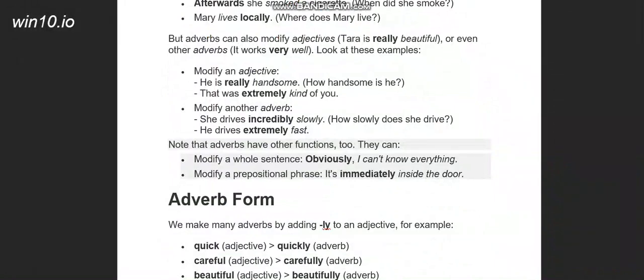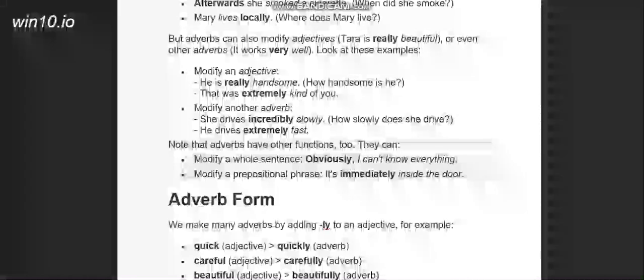Modifying another adverb: she drives incredibly slowly. Now here slowly is itself an adverb, and incredibly is showing that she drives incredibly slow. So sometimes it even modifies another adverb. Adverbs also modify themselves. Like over here, he drives extremely fast. Here, fast is already an adverb, and extremely shows that it is at an extreme level.